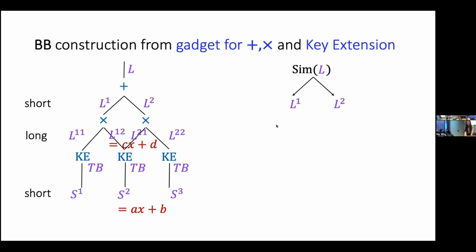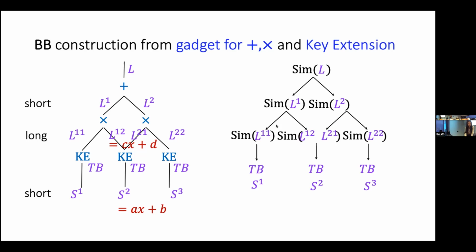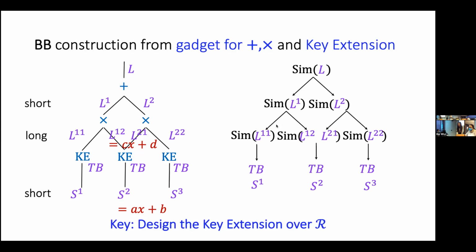Simulation just composes beautifully, right? If I have the top output label, it can simulate L1, L2. Then I apply the simulator on L1, L2, because they are the output labels for the next gate. That will give me the next level labels. And if I apply the simulator for the key extension gadget, it will simulate both the table and the input label. Okay, so all I need is the key extension.